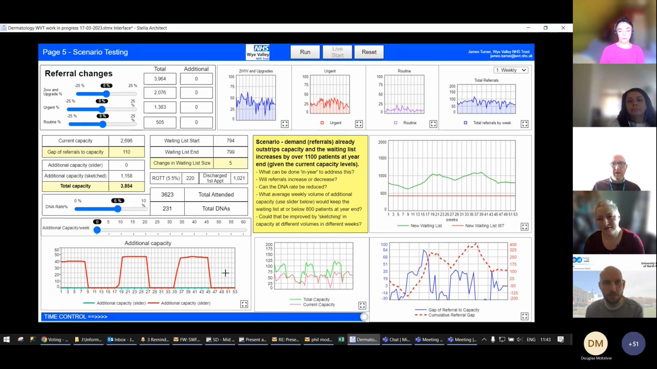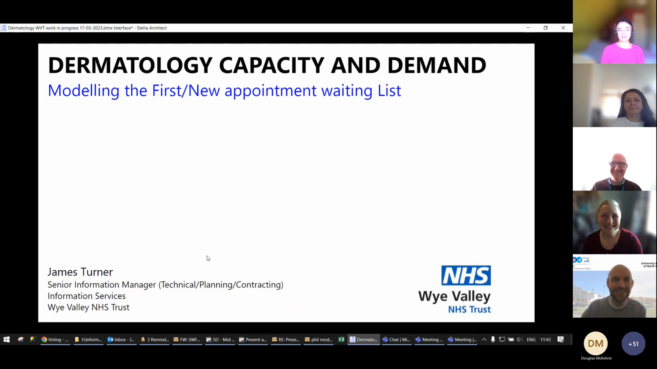The model itself, I've only got as far as the first appointment waiting list. I need to then repeat this for the follow-up waiting list and for the inpatient waiting list, so we can get a whole service reviewed, and we can work out what we need to do, when and how it can get signed off. It can support business cases, it can do all sorts of things. And that's effectively where I've got to. So thanks for listening to me.